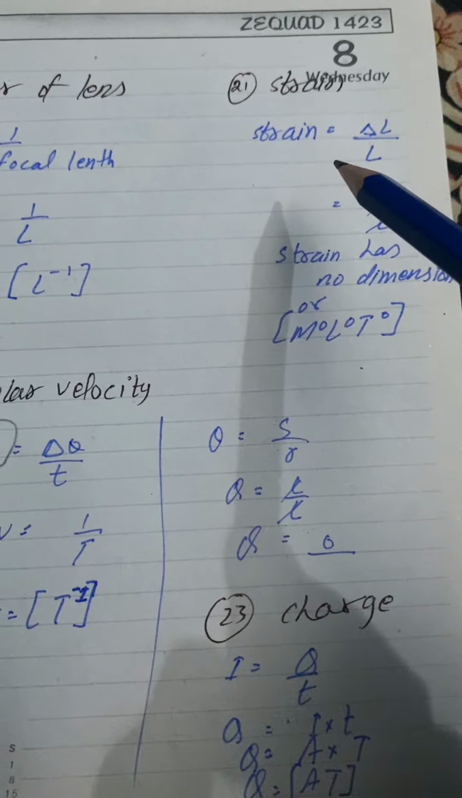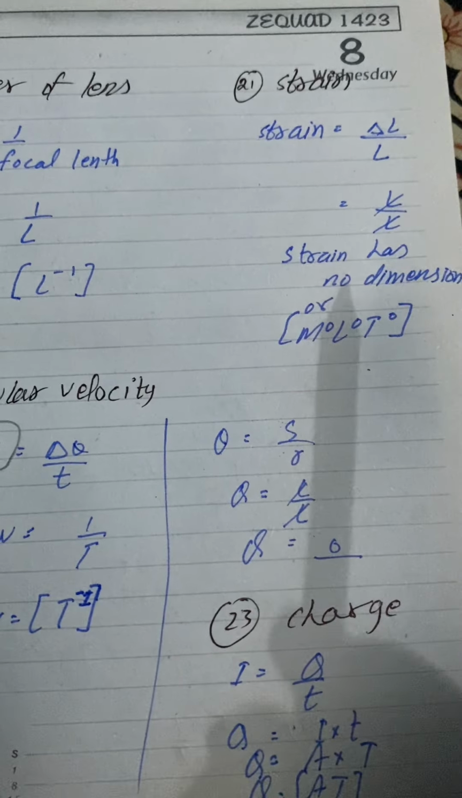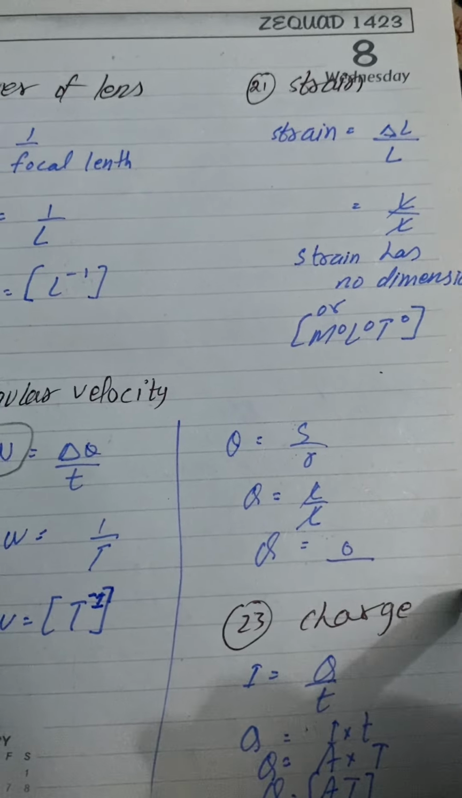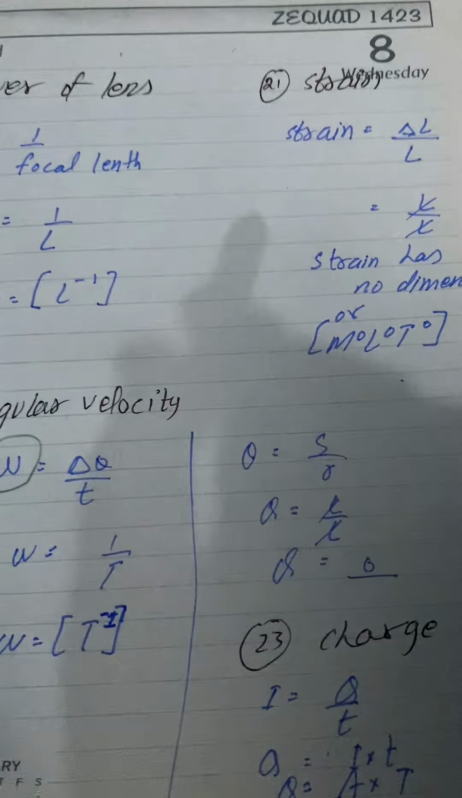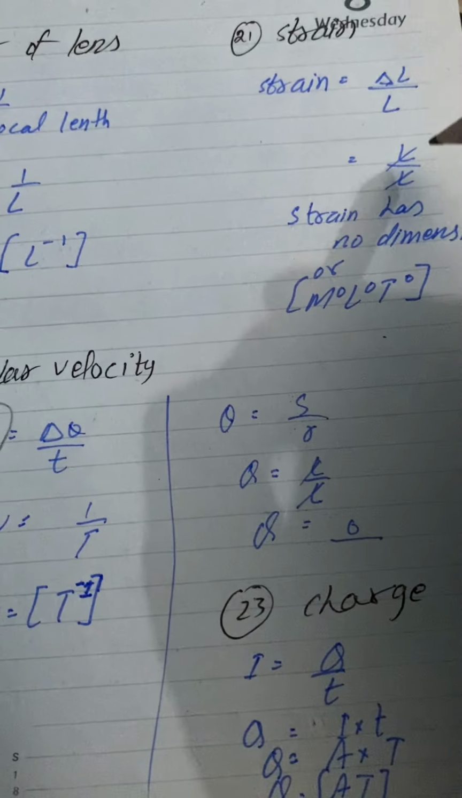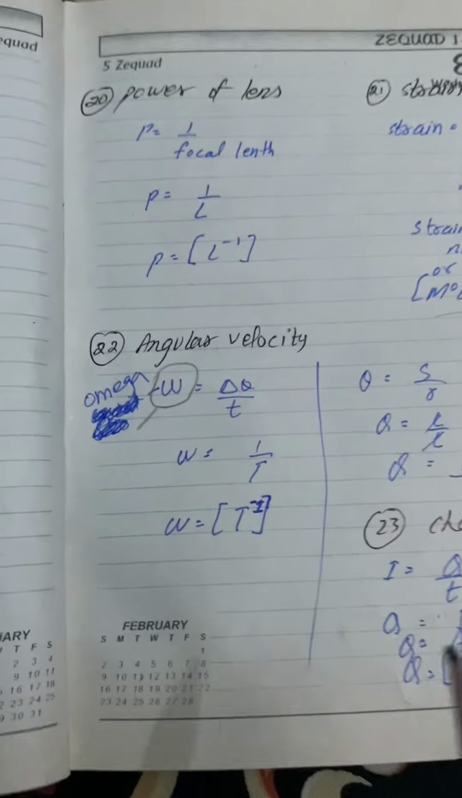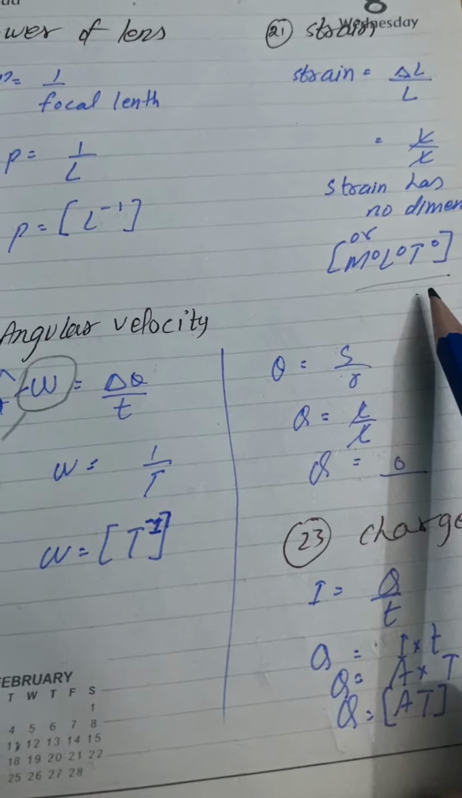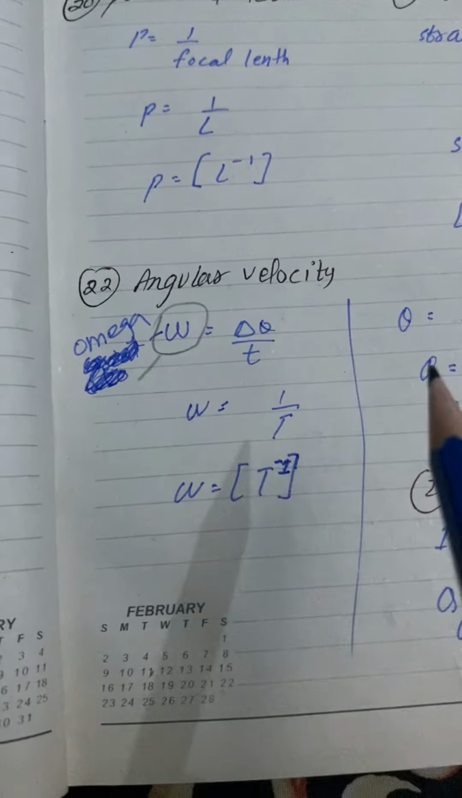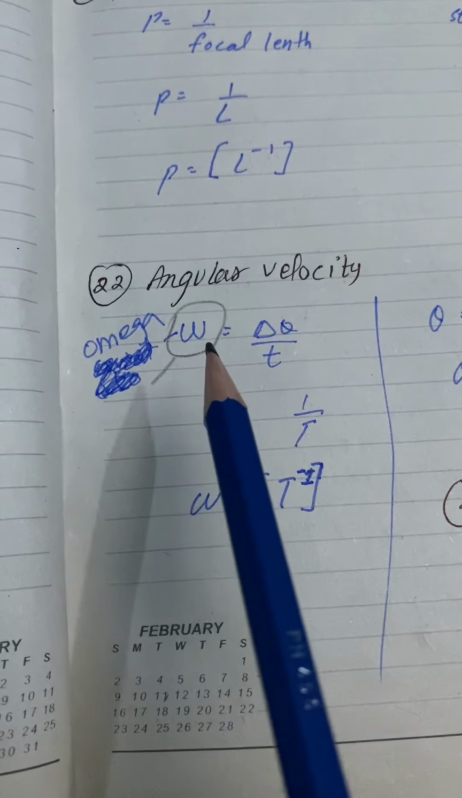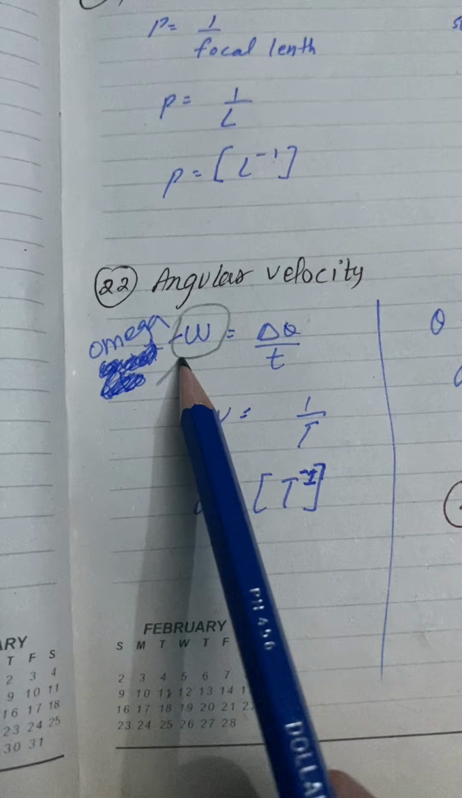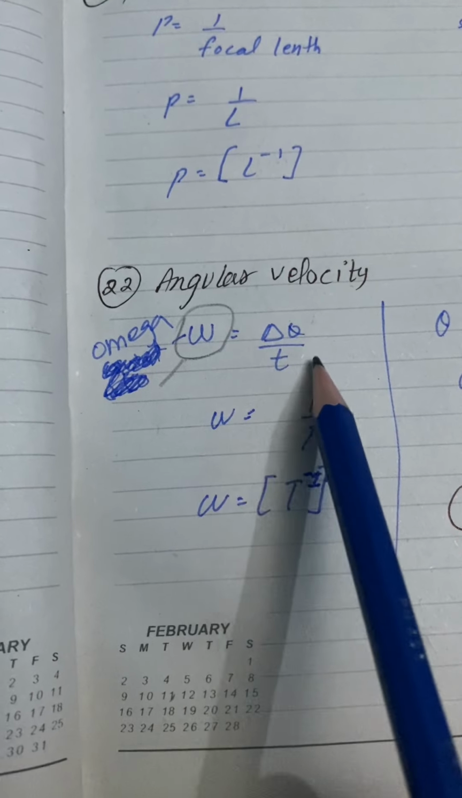Strain has no unit, because strain is a ratio between length into length, being distance upon radius. So we'll write simply here L into L, they will cancel each other, and there is no dimension, means M0 L0 T0, no dimension.